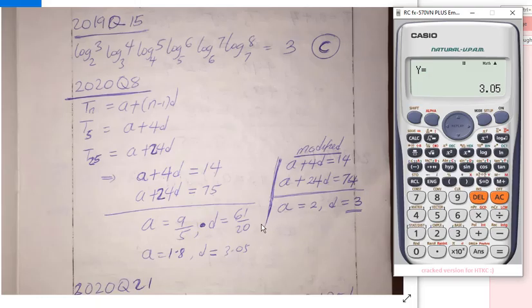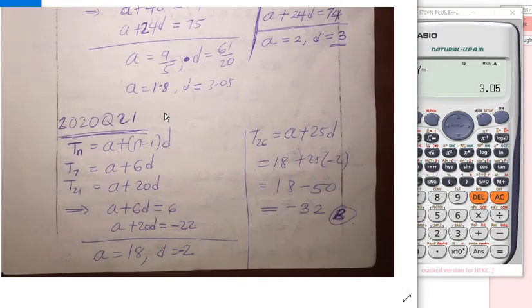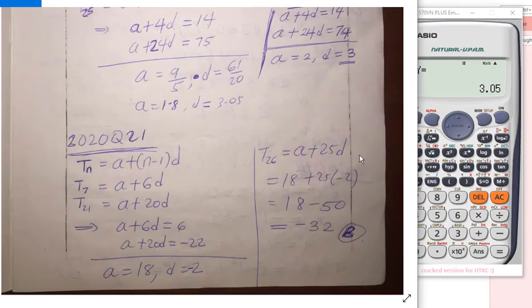Do you understand? Now the next one, you can see another one again. 2020 question 21. You can see that you can solve actually more than half of the objective questions using the calculator. Now look at it again. It's talking about AP as well, right? It's talking about AP. Tn equals a plus n minus 1 d.